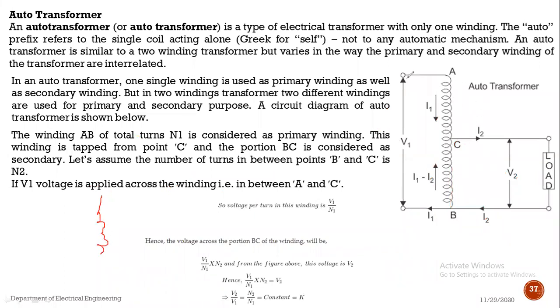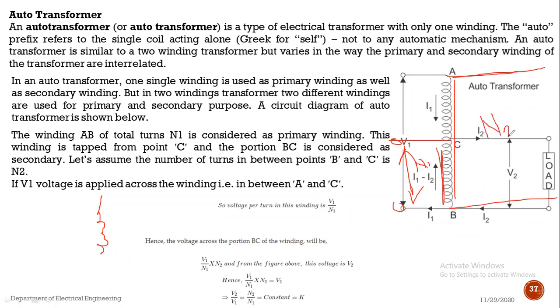See, I will draw here. Suppose this terminal is here, A to B and C to B. Suppose this one is the primary, and this is the number of turns of the primary, and this one is the number of turns of the secondary side. Suppose this is n1 and this one is n2.